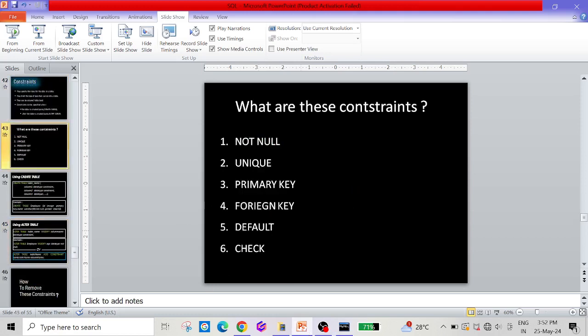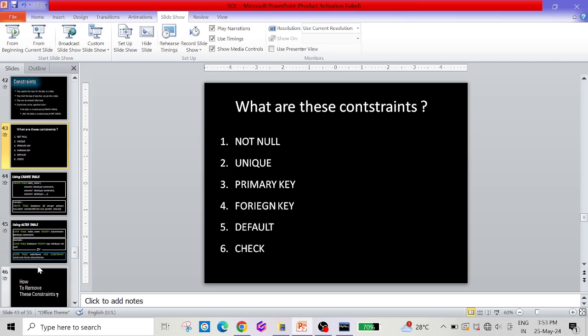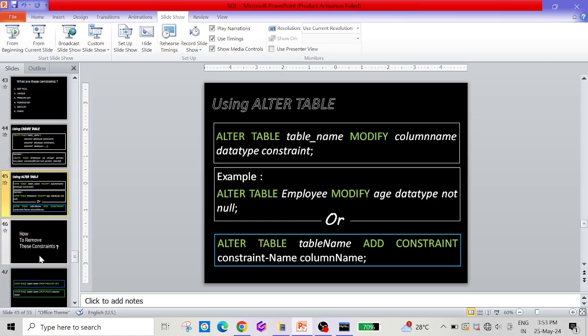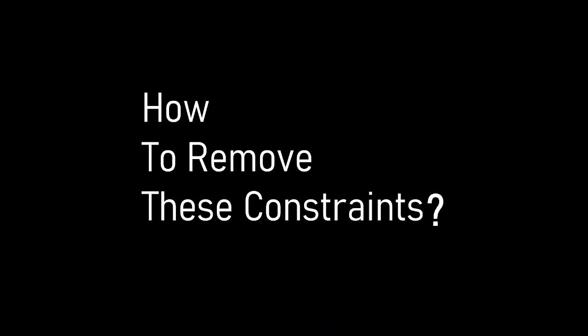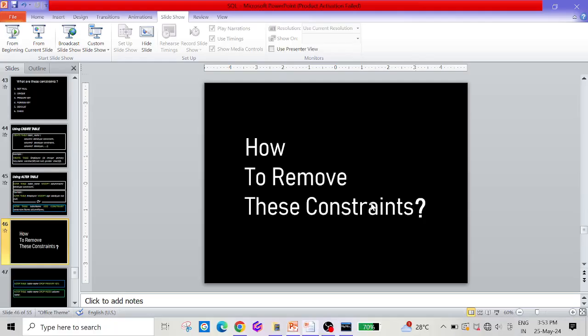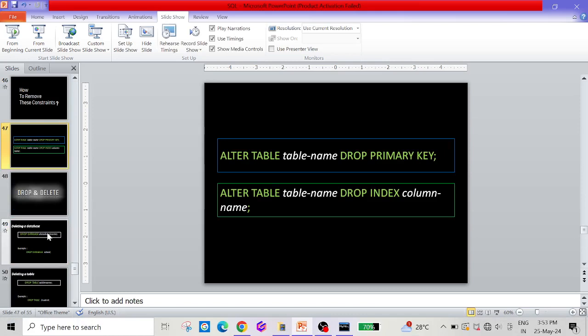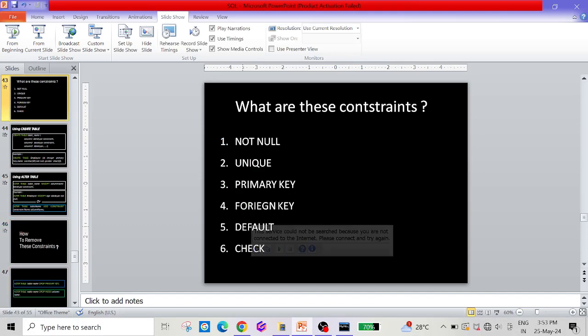So for the exam we require only these constraints. You can also check for other constraints. Now after creating the table, how can we remove these constraints? It is by using the alter table method itself. We can use drop primary key for removing the primary key, and for removing other constraints we can write drop index.